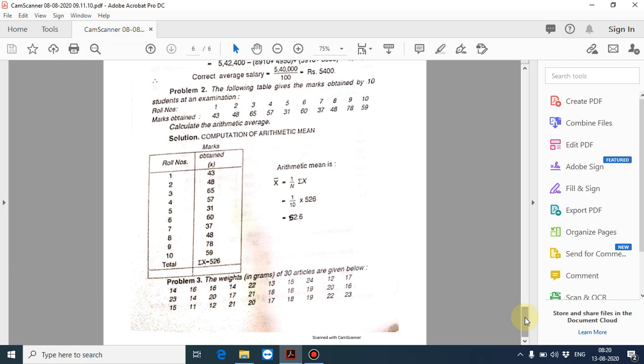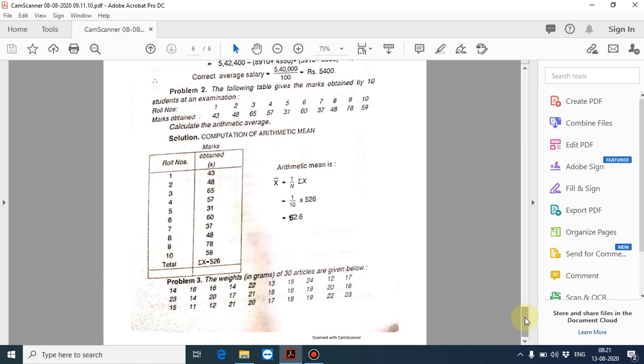Problem 2: the following table gives the marks obtained by 10 students at an examination. Roll numbers are given up to 10, that means n is equal to 10. The marks obtained by the roll numbers are 43, 48, 65, 57, 31, 60, 37, 48, 78 and 59. We have to find the arithmetic average using the arithmetic mean.